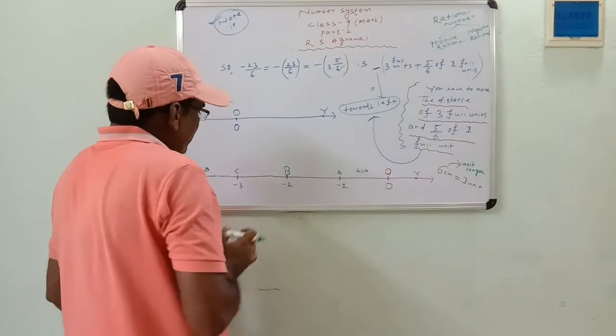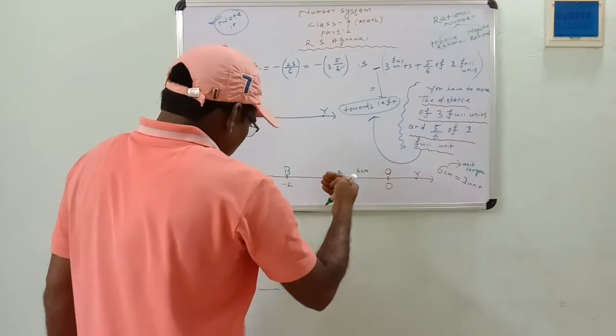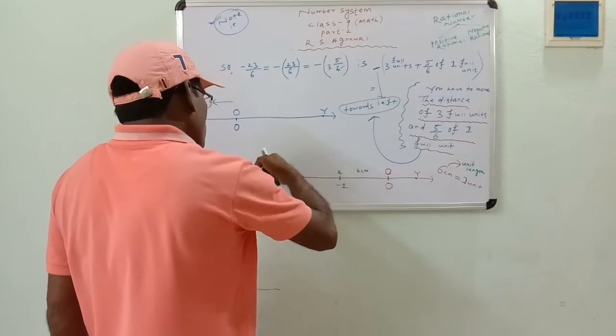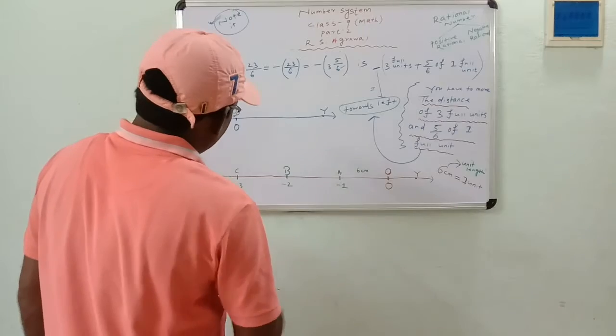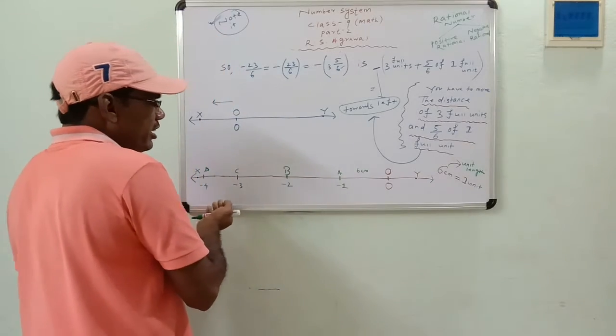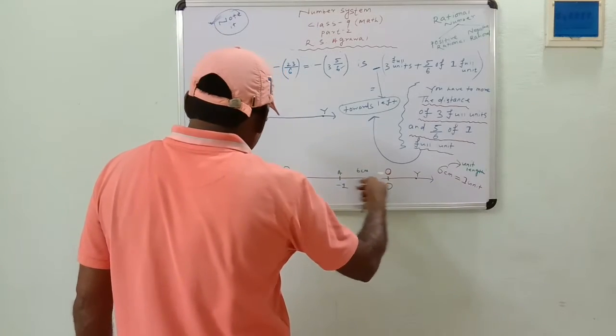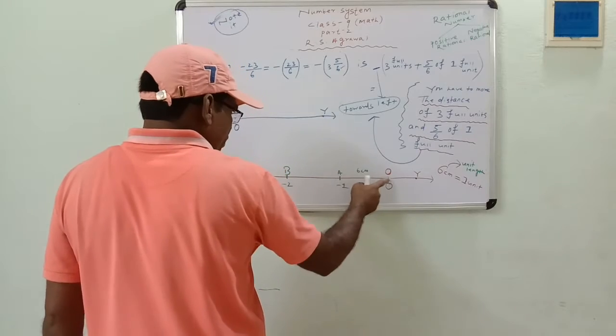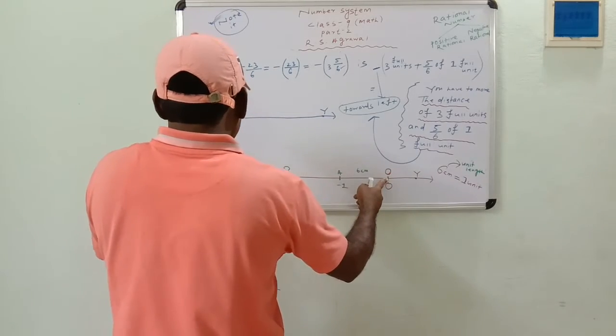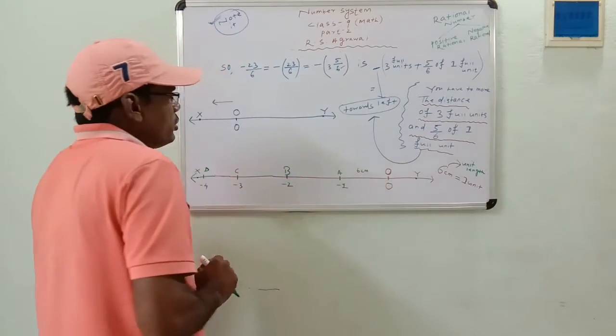Similarly, minus 3 means 3 unit distance from point O towards the left. Similarly, minus 4 means 4 unit distance from point O, 4 unit distance towards the left.